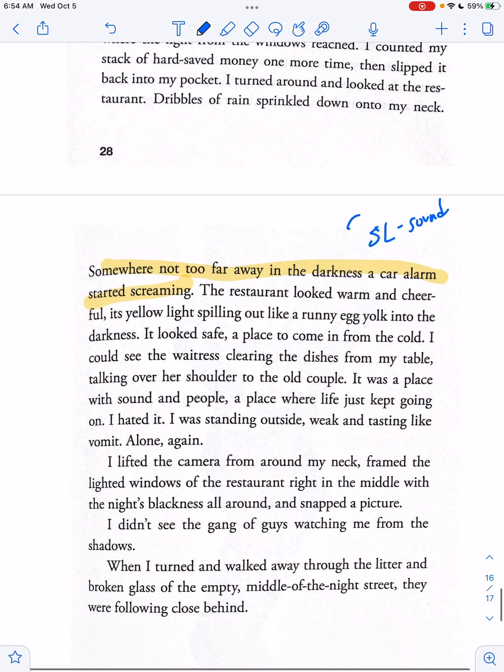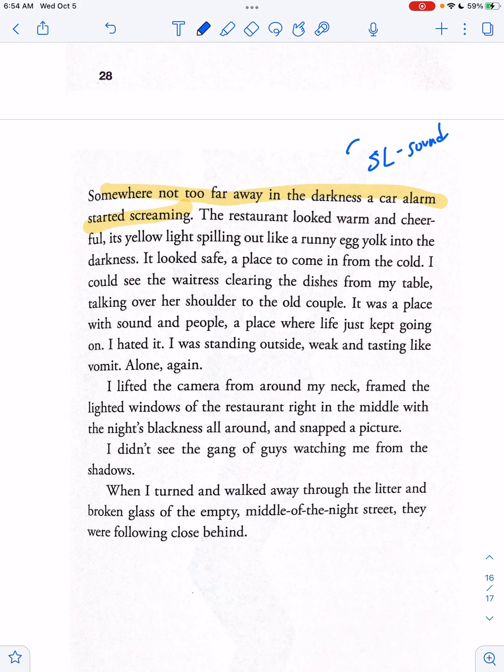I lifted the camera from around my neck, framed the lighted windows of the restaurant right in the middle with the night's blackness all around, and snapped a picture. I didn't see the gang of guys watching me from the shadows. When I turned and walked away from the litter and broken glass of the empty middle-of-the-night street, they were following close behind.